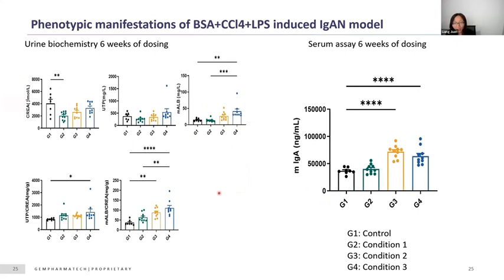In this model, we used 3 conditions to induce the model. In this group, we found a decreased level of creatinine in the urine, and we also observed an increased level of albumin in urine. The ratio of UTP to creatinine increased in the treatment group, and also the ratio of albumin to creatinine increased in the treatment group. We also observed an increased level of IgA in the serum in the disease group.